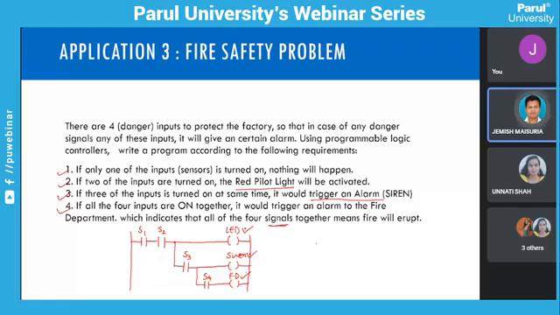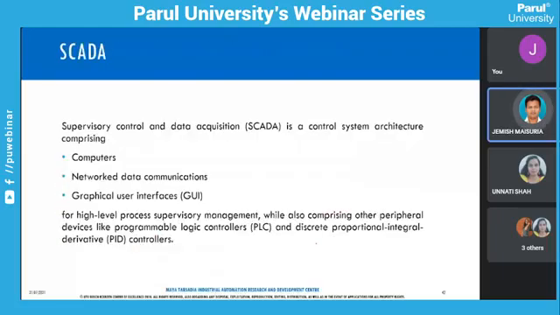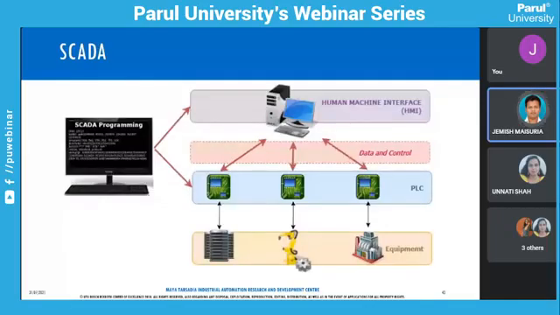So this is the overview of this SCADA system. SCADA is nothing but a supervisory control and data acquisition system, which has computers as well as network data communications and a GUI interface for the operation, and it also has PLCs for the controls. So that will be equipped in any industry for automation purposes.